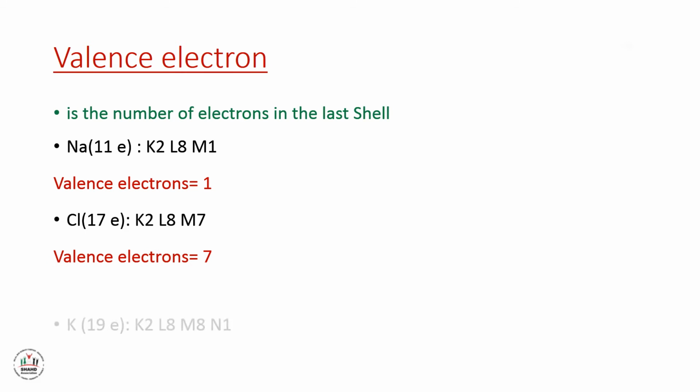The final example, potassium, K2, L8, M8, and 1. The last shell is N, it has 1 electron, so the valence electron is 1.